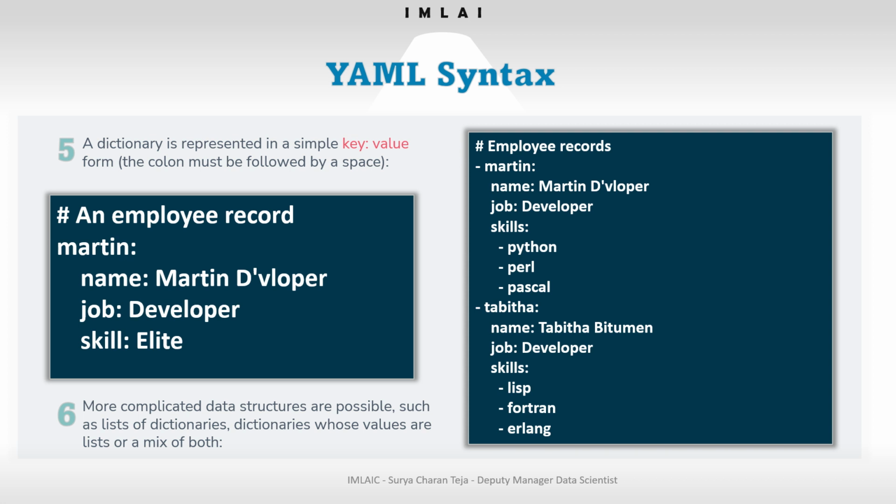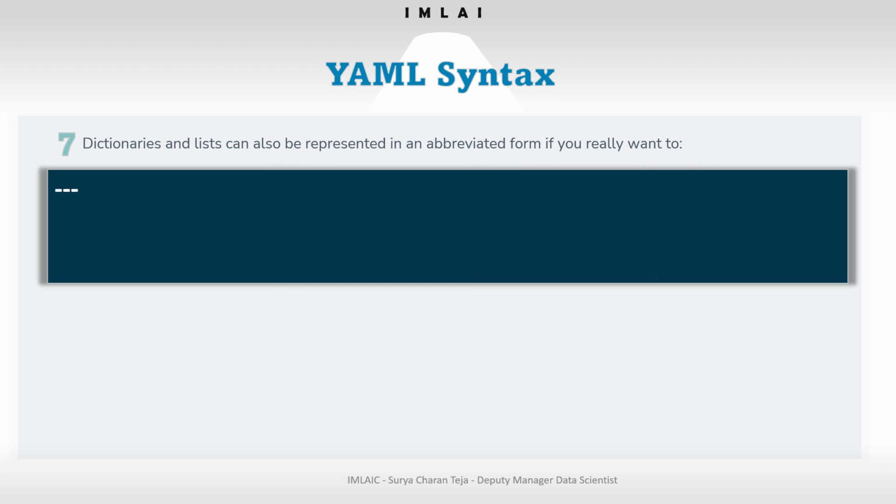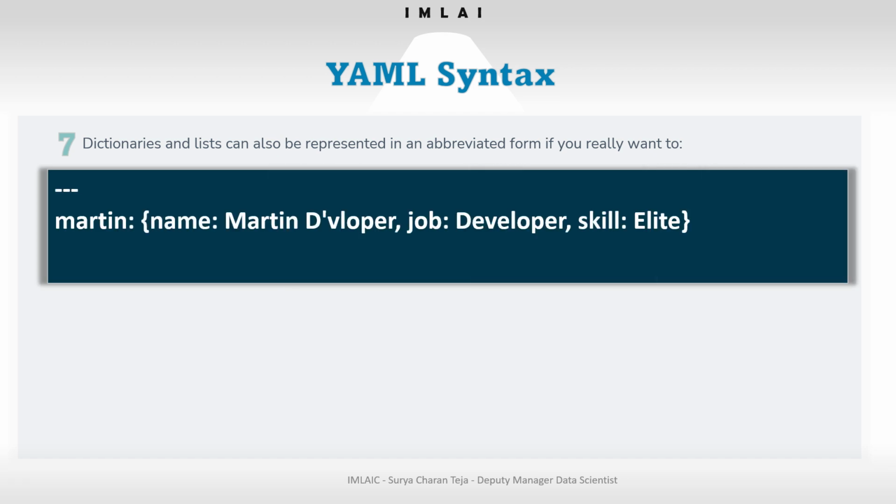Let's see more in YAML syntax. So dictionaries and lists can also be represented in an abbreviated form if you really want to, but normally we don't use it much. But let's see. It begins with three hyphens, and then this is a dictionary.